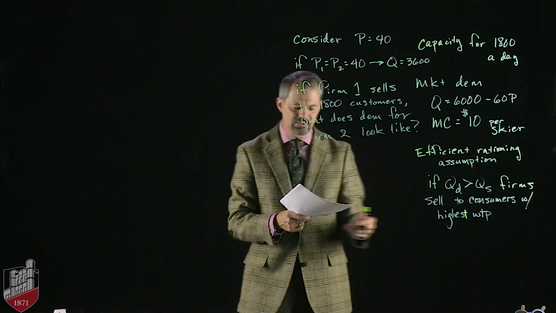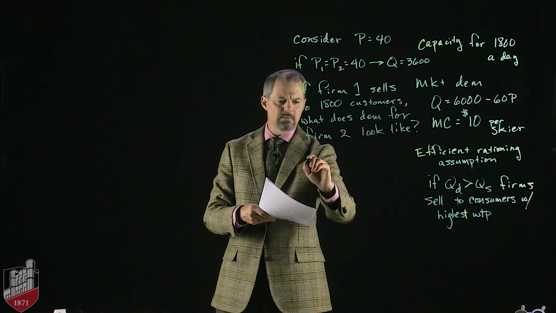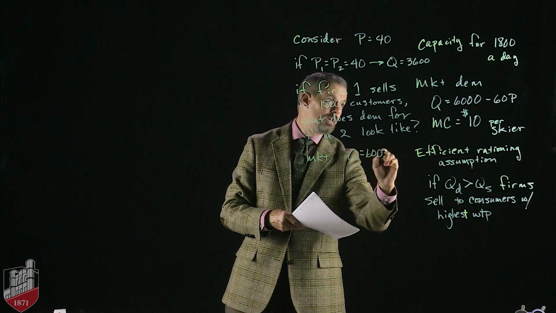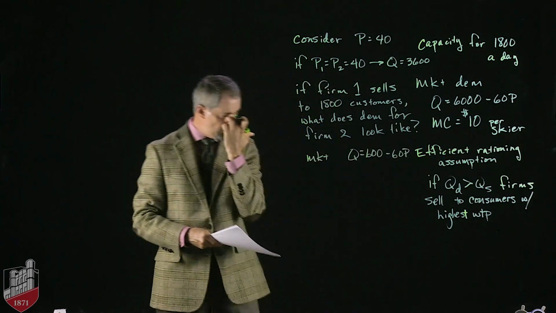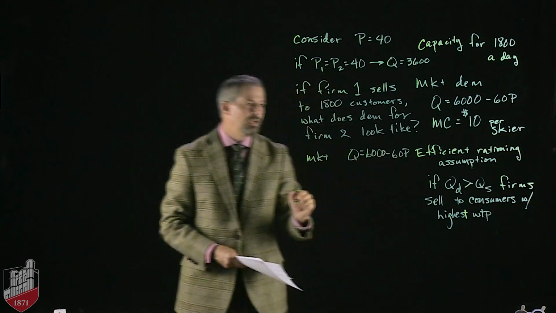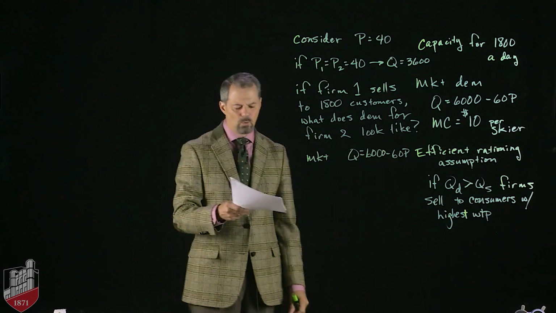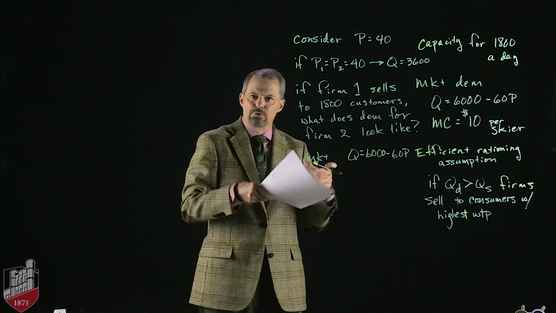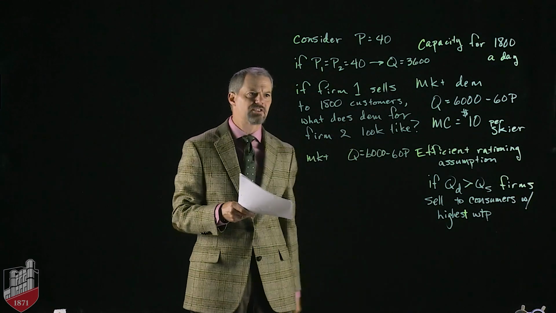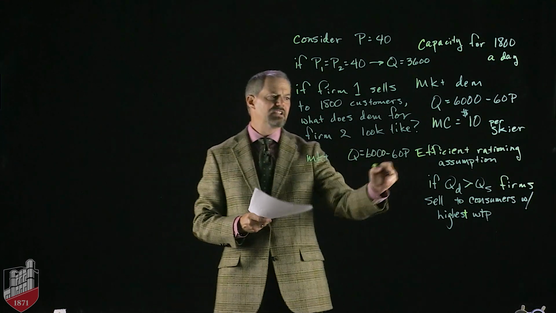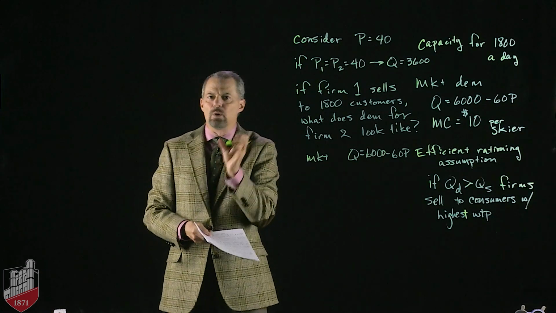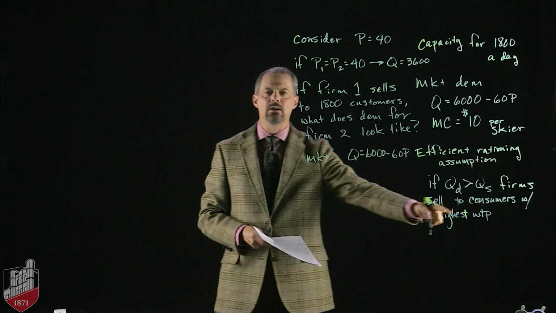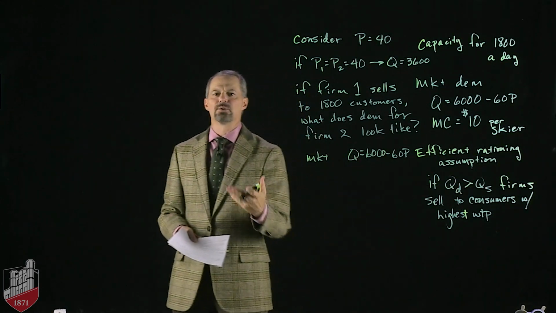And this is where we're going to use this efficient rationing assumption. So our market demand looks like this. It is equal to Q equals 6,000 minus 60p. So what if 1,800 customers buy from firm 1? Well, that would leave the rest for firm 2, right? So firm 2 would face the residual, what's left over after firm 1 has sold to 1,800 customers. And this efficient rationing assumption allows us to figure out which 1,800 consumers firm 1 sold to. Well, we're going to pretend it's the customers with the highest willingness to pay.